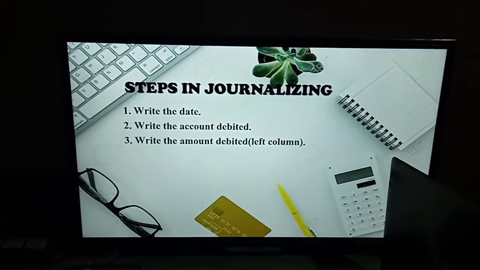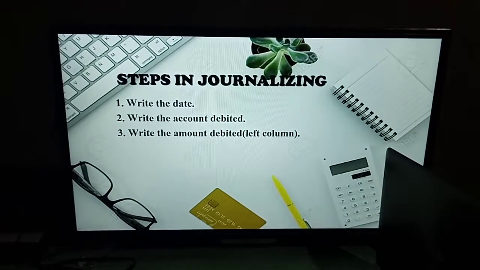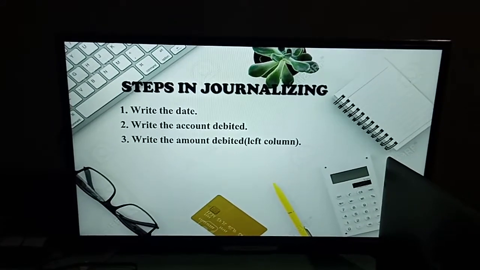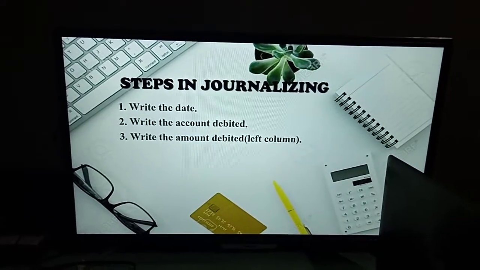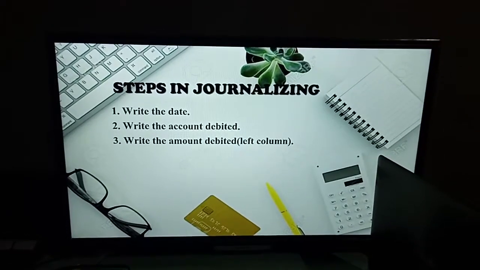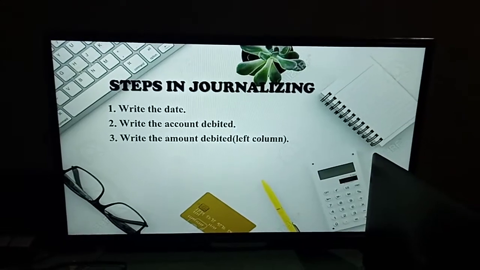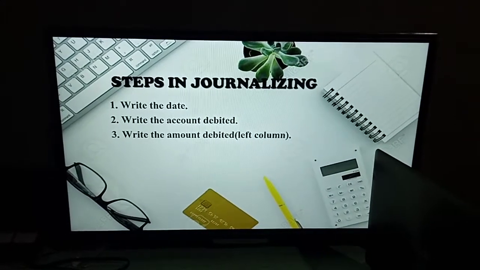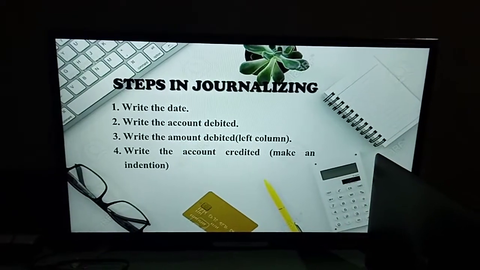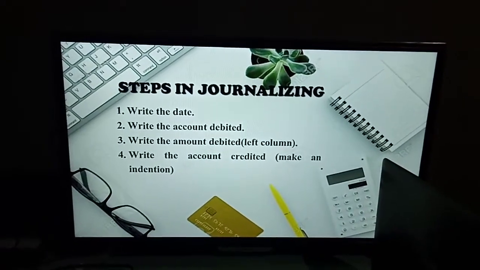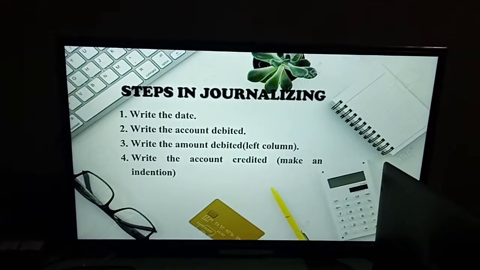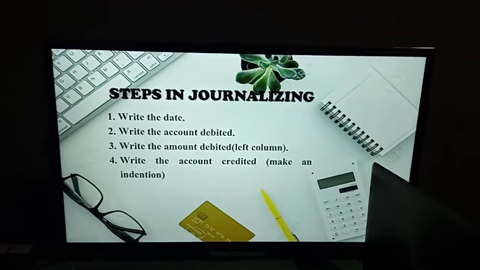Next, amount debited. You need to write the amount debited in the left column. The amount debited must have its corresponding amount in line with its account in the left column. It should be the accurate amount of all the accounts to be accounted as debit. Next, number 4, write the account credited. You need to make an indentation to separate the account debited and the account credited.